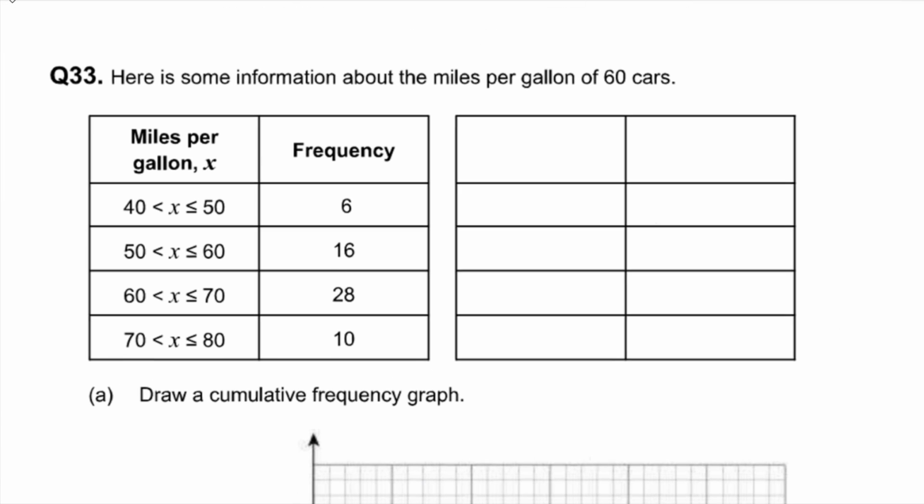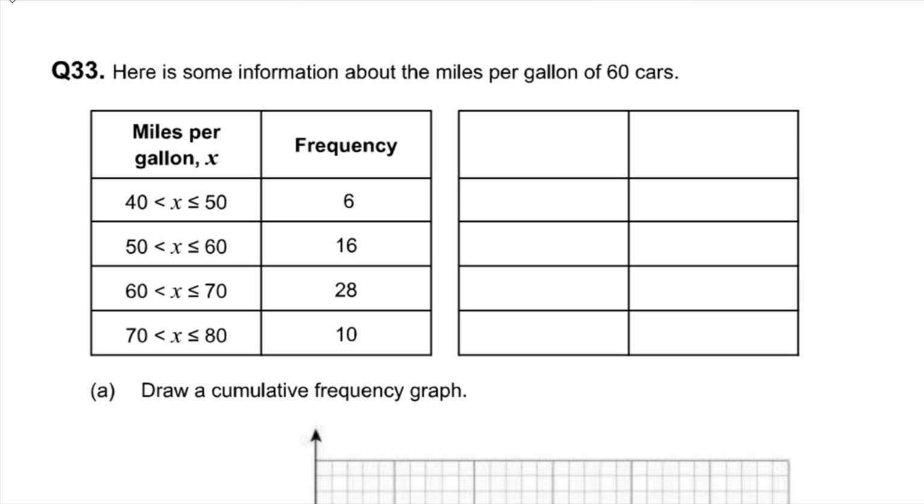Right, next one up, here is some information about the miles per gallon of 60 cars. So we've got miles per gallon and frequency. We're going to have to first find the cumulative frequencies ourselves here. So this is going to be X again, and this is going to be the cumulative frequency. This one we're going to have less than or equal to 50, less than or equal to 60, less than or equal to 70, less than or equal to 80. You'll notice I'm using the right hand limits here.